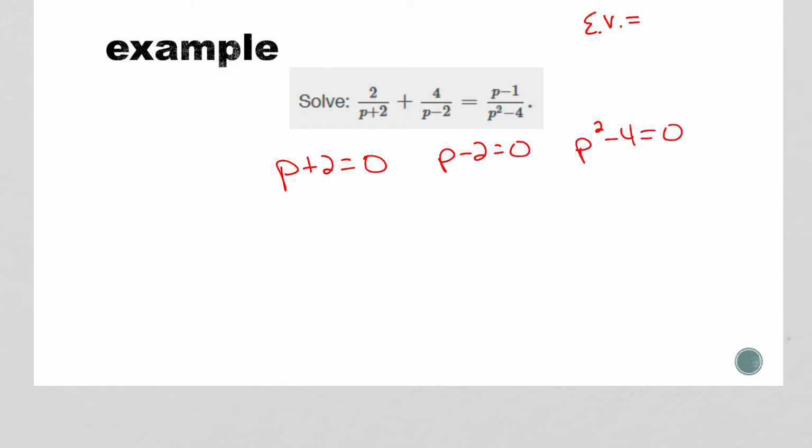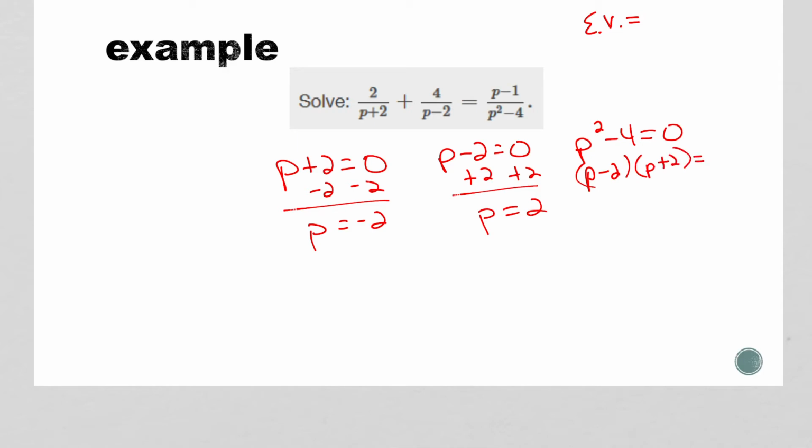All right, so subtract 2, p is equal to -2. Add 2, p is equal to 2. Factor, and we get the same thing that we had before. Okay, so our excluded values are 2 and -2. Now again, we may not need that, but we do need to at least check.